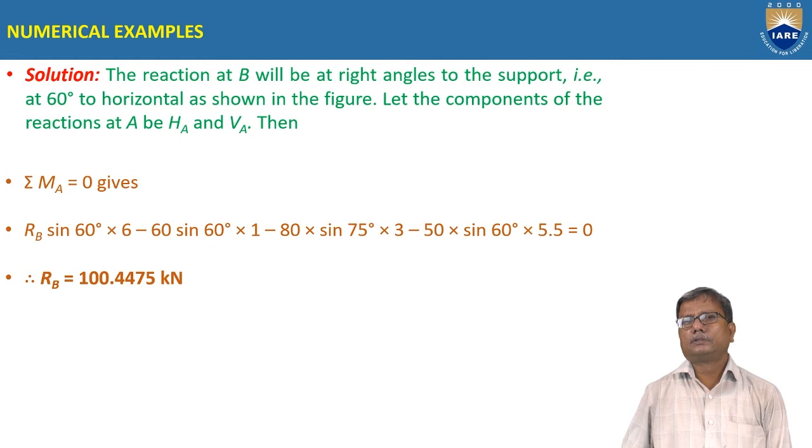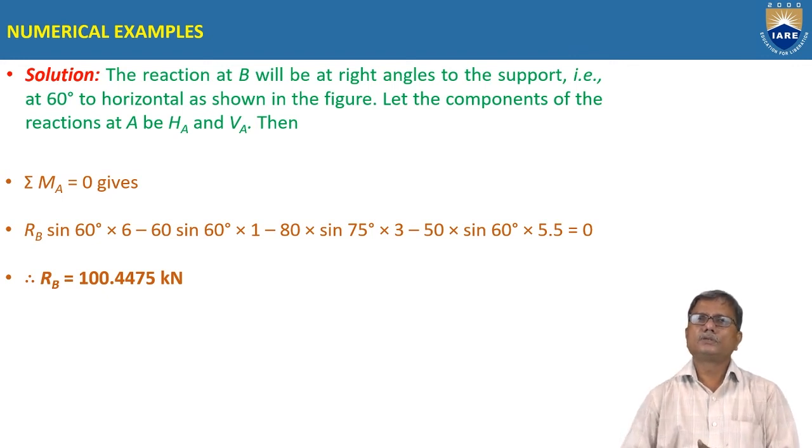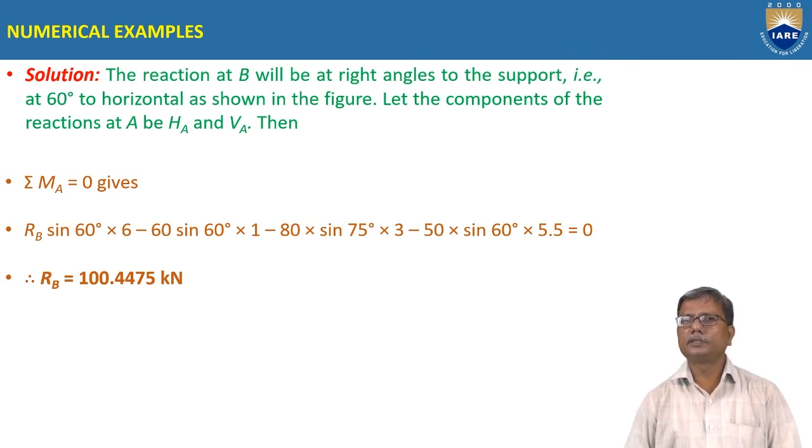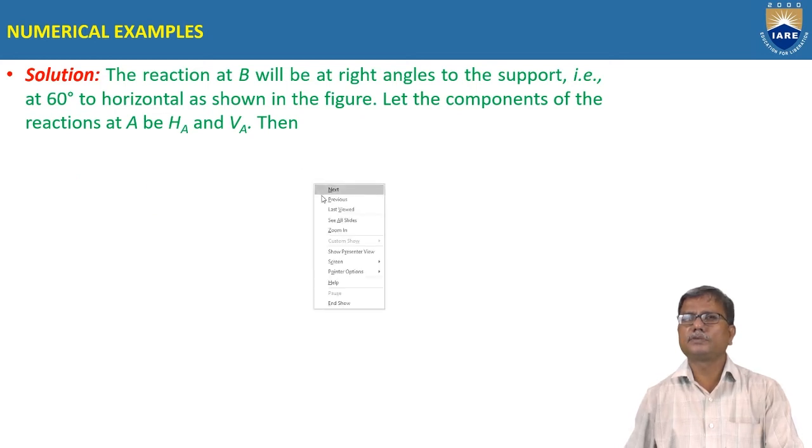Now we apply the equilibrium conditions. The free body diagram we have already seen. So sigma MA equal to 0. That is the first condition that we apply. So RB sin 60 into 6. Then we resolve the force RB into two components. One is horizontal. Let us go to the previous slide.